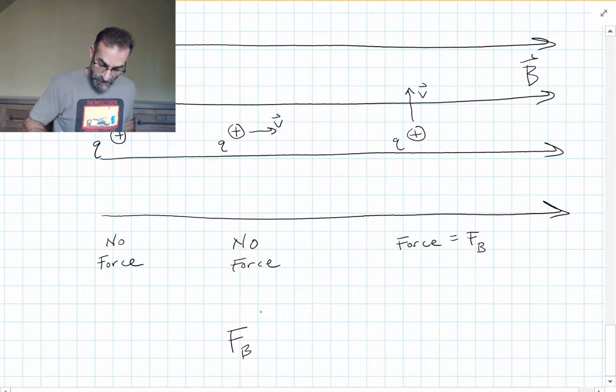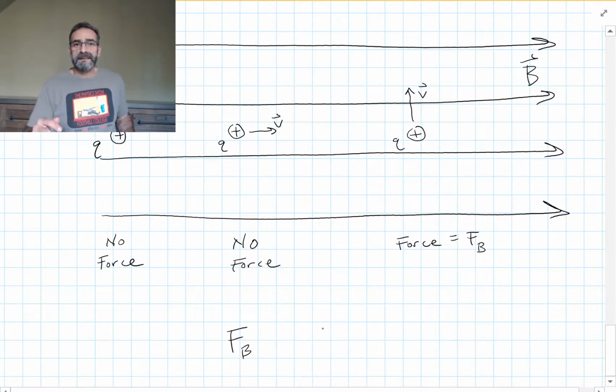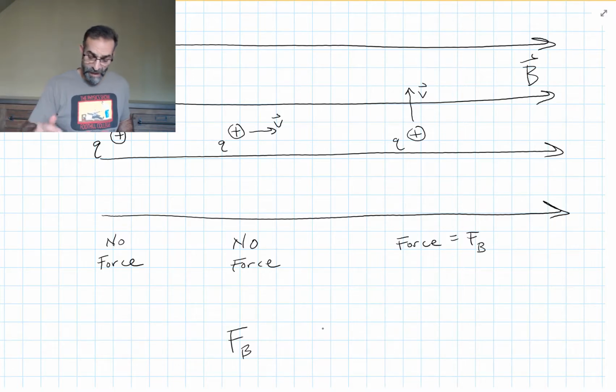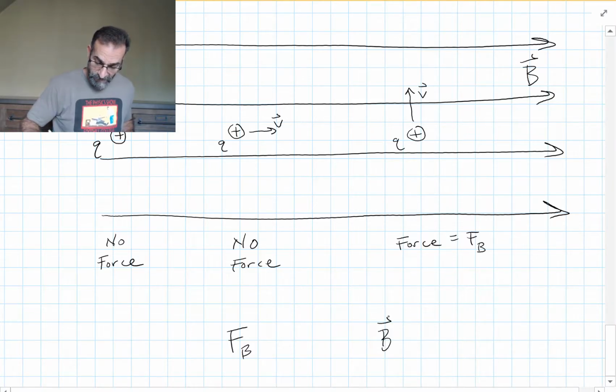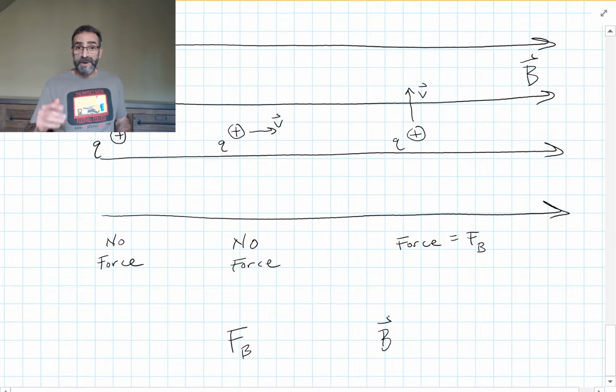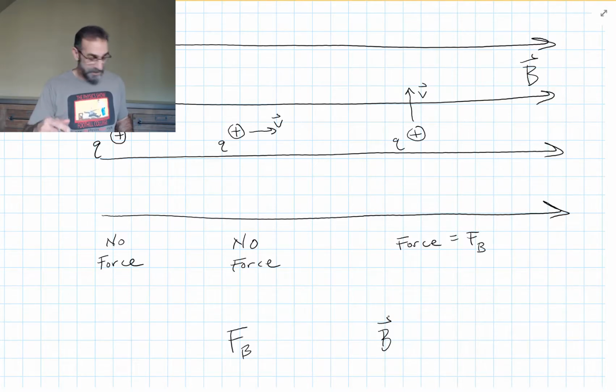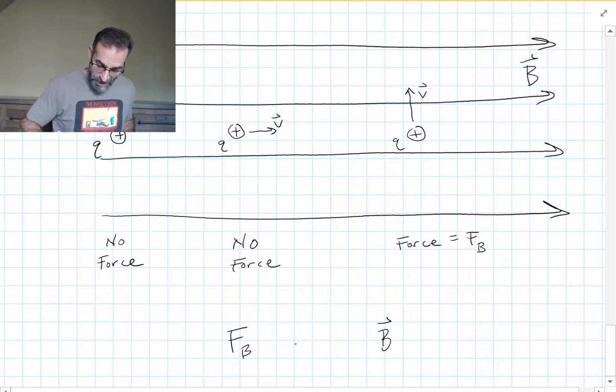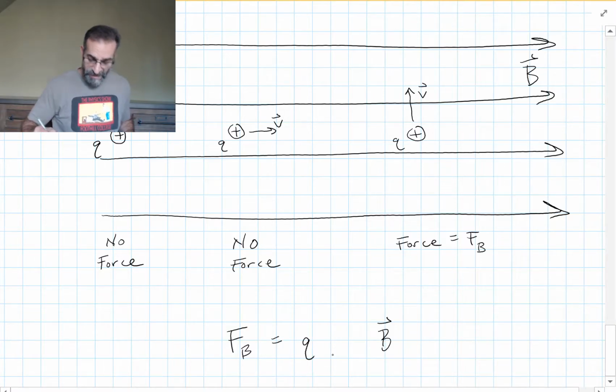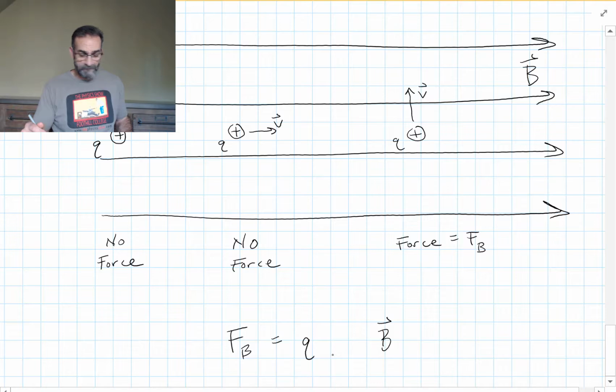What would that magnetic force depend on? It would probably depend on the strength of the magnetic field, right? This is an interaction between a charged particle and a magnetic field. It would probably also depend on the charge, right? If it's an interaction between a charged particle and the magnetic field, we would expect to see the charge having some impact on the strength of this force.